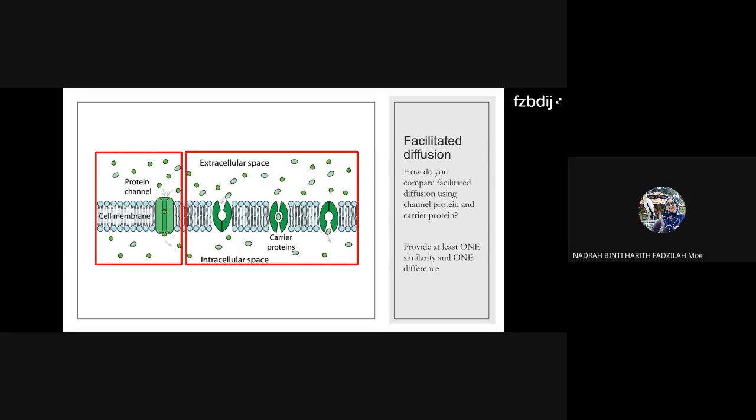So, these are the two types of transport protein used in facilitated diffusion. Can you provide at least one similarity and one difference between the two types of transport? Okay, dua-dua ni facilitated diffusion. Tapi apa beza channel protein dengan carrier protein? Apa persamaan transport in channel protein and carrier protein? Okay, spot dulu sekejap ya. Saya berikan slide dia. Okay, this one.